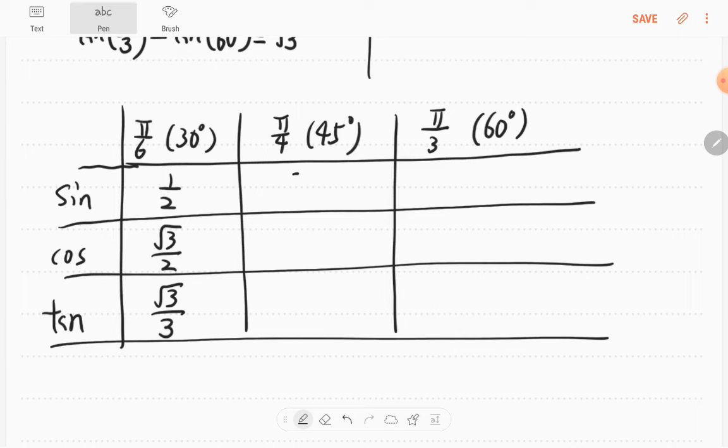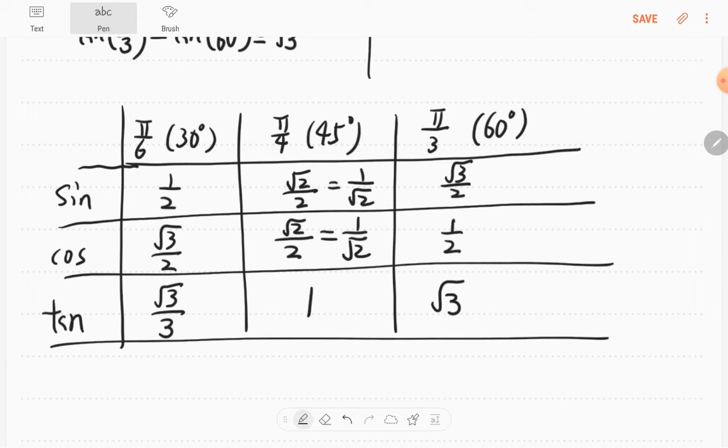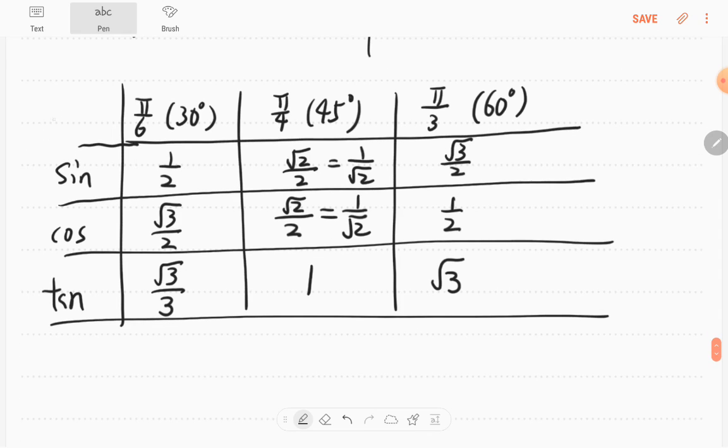So this is square root 2 over 2, or you can write it as 1 over square root 2. This is square root 2 over 2 also. And this is 1. And here is square root 3 over 2. And this is 1 over 2. This is square root 3. So you should memorize this table.